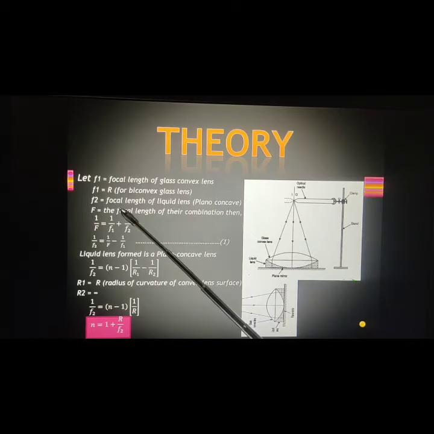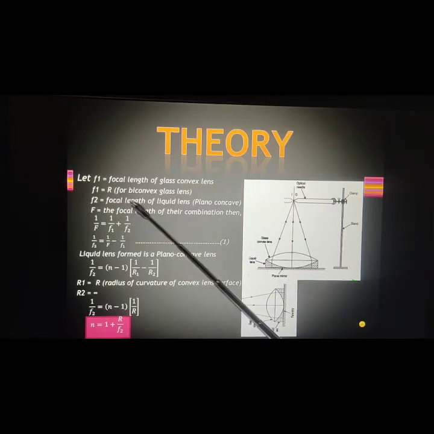Okay, and also there's one more point which we are using in this experiment. Our F1 is also equal to the radius of curvature of the lens. You can derive this using lens maker's formula and taking the refractive index of glass as 3/2, which is 1.5. Then the next part of the experiment is to find F2.